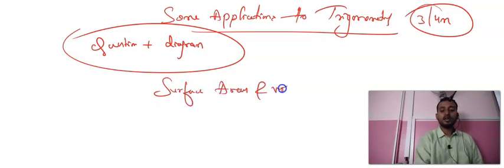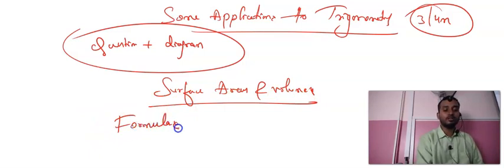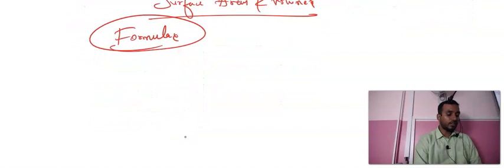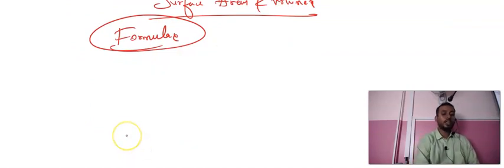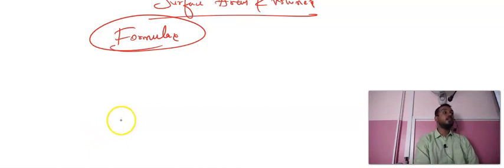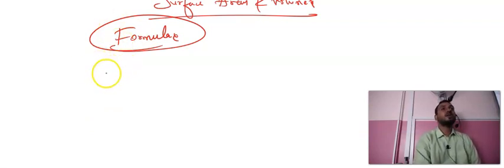Surface areas and volume. Children, in this chapter, you must remember all the formulas. It is compulsory. Remember all the formulas related to surface area and volume, for all the solids, that is cylinder, cone, frustum, sphere, hemisphere. Now, you can expect a question based on melting.